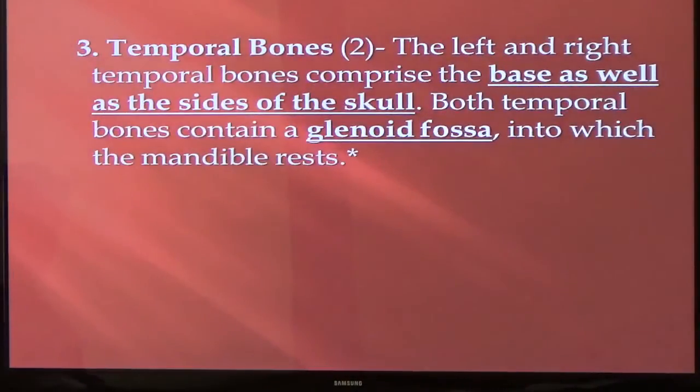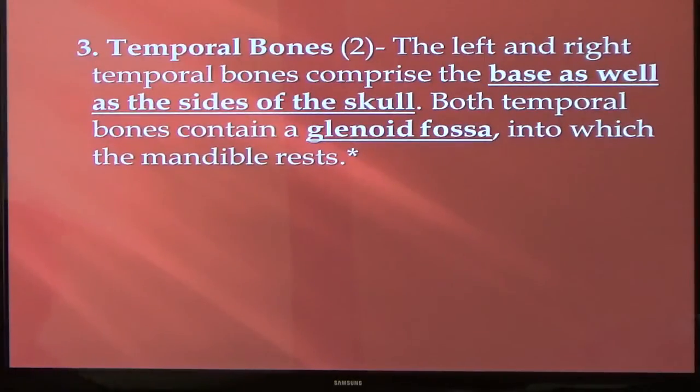There are two temporal bones, a left and a right. They form the base as well as the sides of the skull, and this is the important part of the temporal bone. They contain the glenoid fossa, and you're going to hear that over and over and over, and it's in multiple questions. The glenoid fossa: what it does, where it's at, what goes into the glenoid fossa, what bone the glenoid fossa is in, and what part of the mandible goes into the glenoid fossa. You're going to hear it over and over, so learn that.